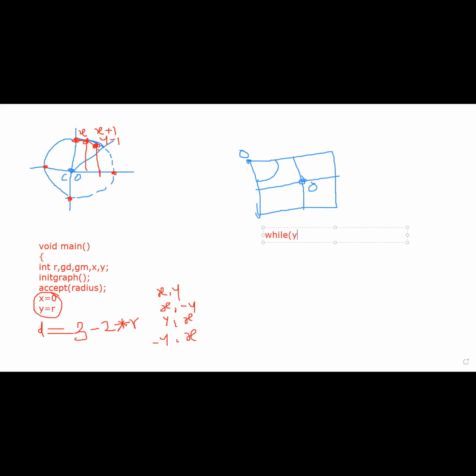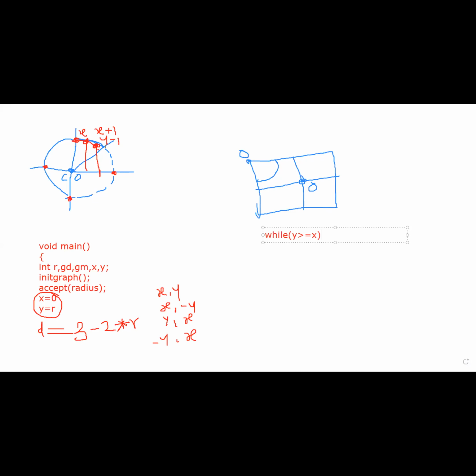While y is greater than or equal to x. Because we have started with y already greater than x. Y is r and x is 0. So we have to go on increasing x and decreasing y till both of them become equal. Because we are starting with the condition where x is 0 and y is r, and we have to reach the state where y and x both become equal.